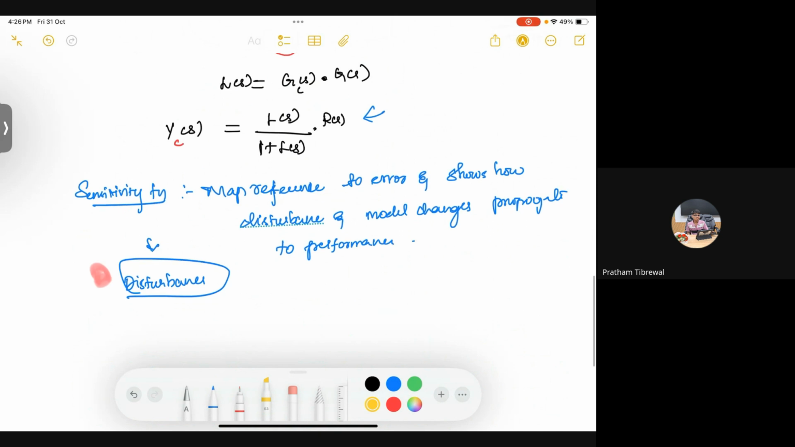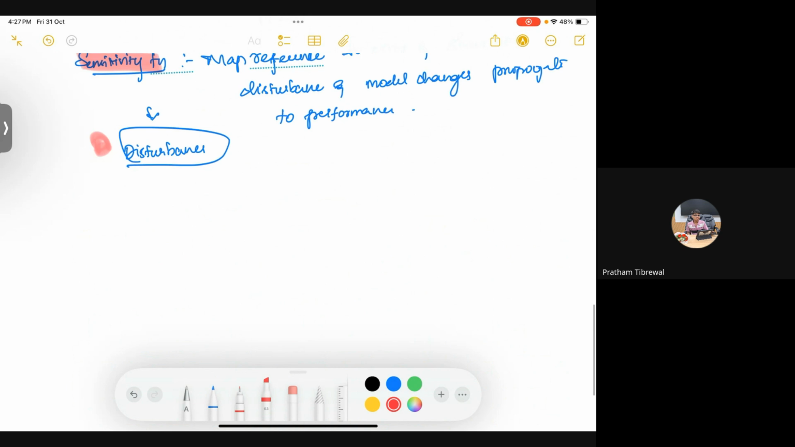So sensitivity is a measure or a parameter that maps the reference, whatever input we are giving, to the error, overall error of the system, and shows how the disturbance or the model changes propagate to performance. So how well the disturbance is making changes in the behavior of the system or the performance of the system. This is the measure of the sensitivity term.